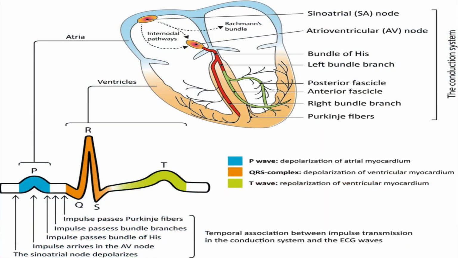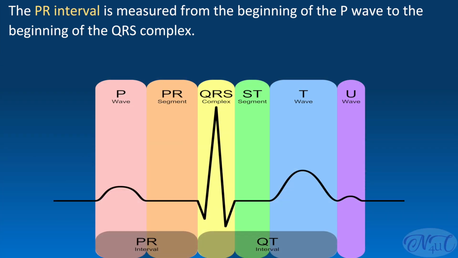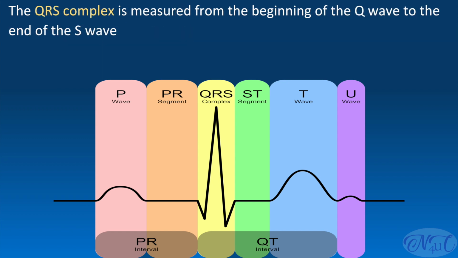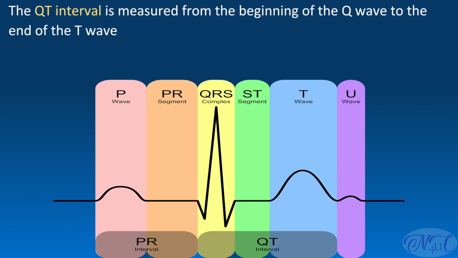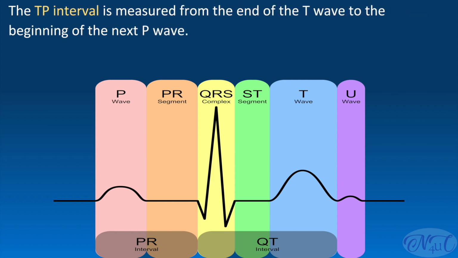There is a built-in delay in time at the AV node to allow for adequate ventricular filling to maintain normal stroke volume. The PR interval is measured from the beginning of the P wave to the beginning of the QRS complex. The QRS complex is measured from the beginning of the Q wave to the end of the S wave. The QT interval is measured from the beginning of the Q wave to the end of the T wave, and the TP interval is measured from the end of the T wave to the beginning of the next P wave.